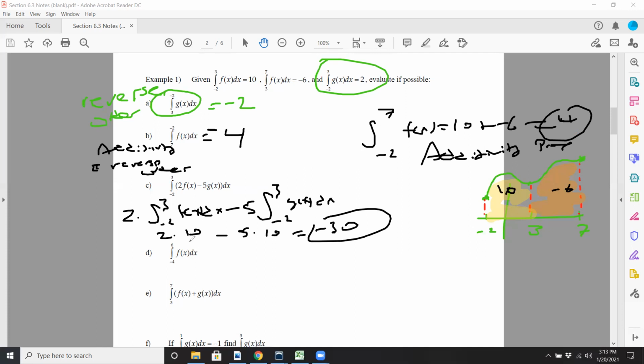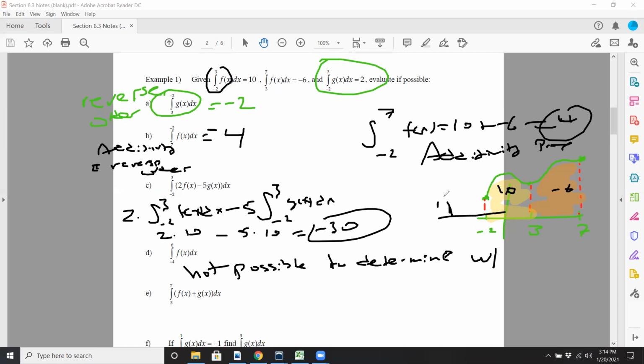Now for the next one, we can't do this. Even though we're doubling these limits of integration, it's not possible to determine with the information we're given, because I don't know what's going on around -4 here. I don't know what the curve is doing at -4. I don't know what's going on at 6, you know, in the middle here. I have no idea what's going on. But not possible to determine with our given info.